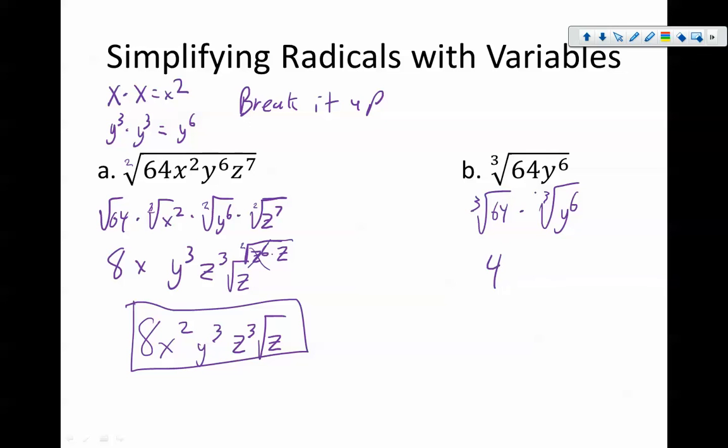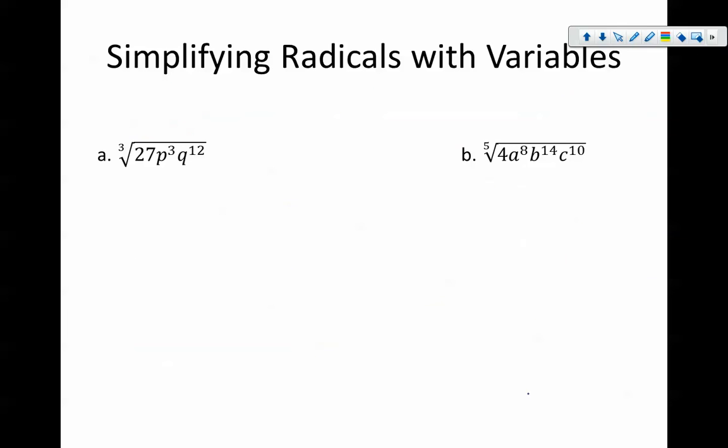But then we have the cube root of y to the 6th. So what number times itself 3 times? Well, notice y squared times y squared times y squared is y to the 6th. The same number 3 times. Or if you look at 6 divided by 3, you get the same thing, y squared. Taking that power divided by the root gives us that. Let's do 2 more examples, and then you've got some practice to do on this one.